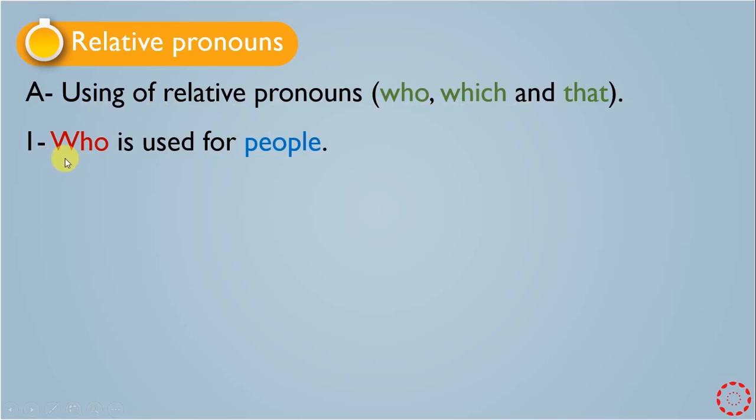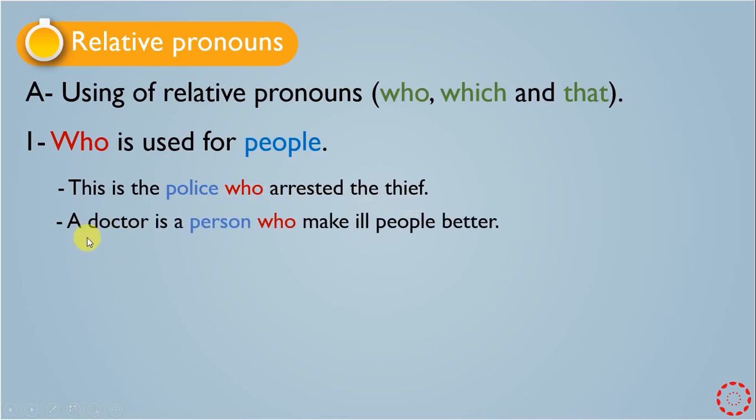The first one is who, which is used for people. Look at this example. This is the police who arrested the thief. Because we have police here, which is a person, we say who arrested the thief. The second example: a doctor is a person who makes ill people better.